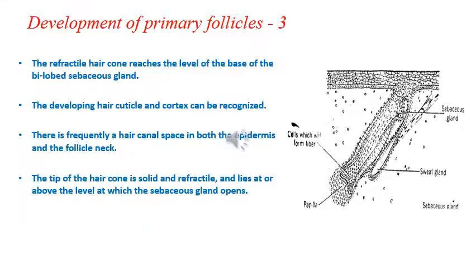Now this is phase 3 of primary follicle development. The refractile hair cone reaches the level of the base of the bilobed sebaceous gland.